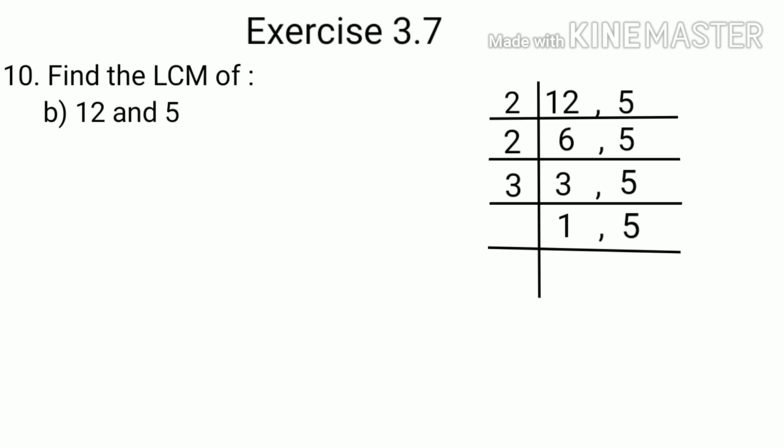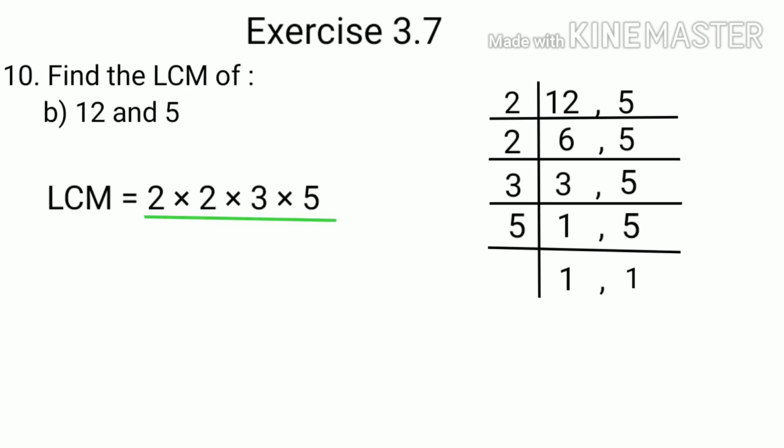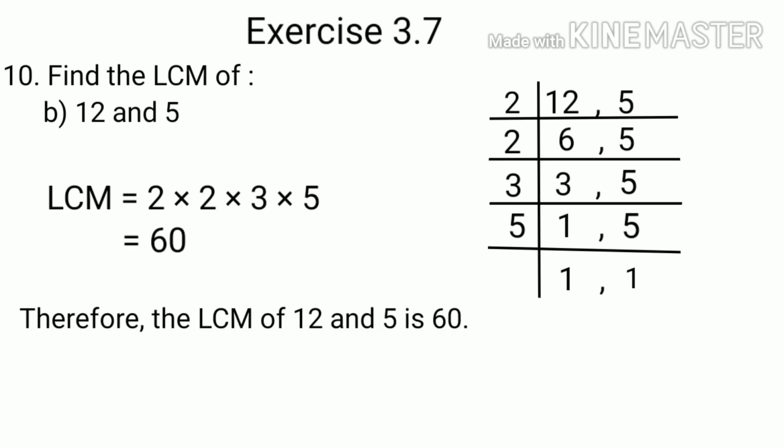Now we can divide by 5. When we divide 5 by 5, we get 1 as the quotient. Now we have 1 as the quotient for both the numbers. And now to find the LCM, we will multiply all the prime factors of the numbers. So the LCM will be 2 into 2 into 3 into 5, which is equal to 60. Therefore the LCM of 12 and 5 is 60.